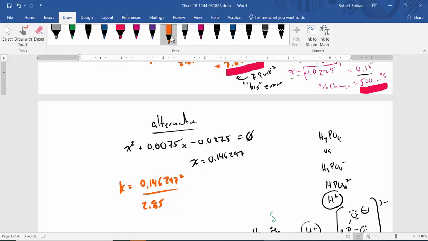I don't want to do this in my head. No. This is going to take too much of my brain power. I'm just going to do it here. 3 minus, I have very limited brain power. 3 minus 0.146297. I'm likely to make a mistake. 2.853703.